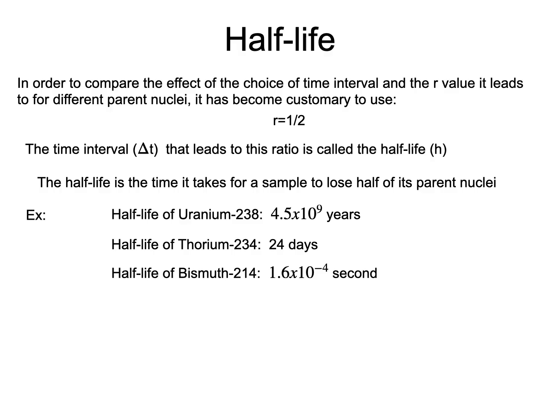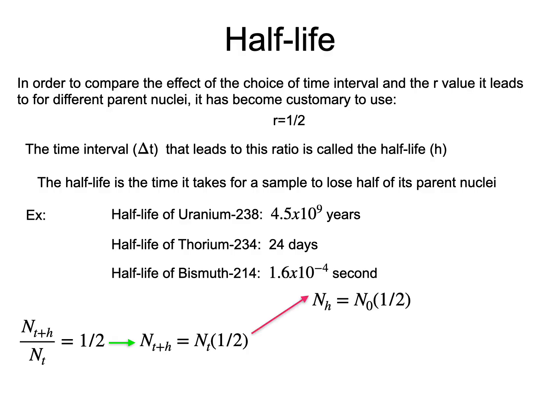To make predictions on how much of a parent nuclei is left, we can return to our previous equation using the time interval as h and the ratio r as 1/2. This can be written in this fashion. In particular, the number of nuclei left at the half-life is half of the value of the number of parent nuclei at the chosen time origin, labeled n0.